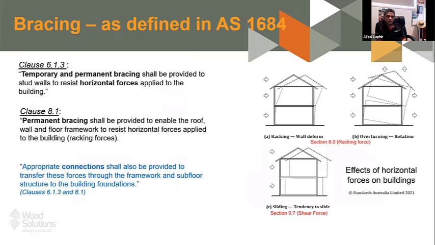So we'll see what AS1684 says about bracing. There are two statements or two sentences given in two areas. One is clause 6.13, which is connected to wall framing. It talks about temporary and permanent bracing shall be provided. And then in clause 8, which is dedicated to racking forces and bracing, it talks about permanent bracing. It says permanent bracing shall be provided to enable the roof, wall, and floor framework to resist horizontal forces applied to the building.